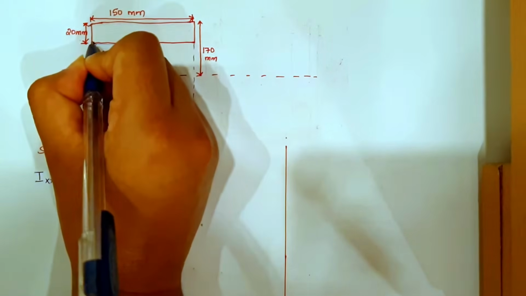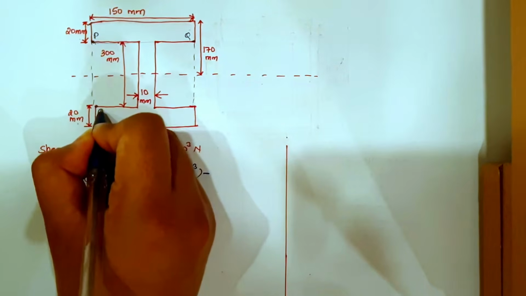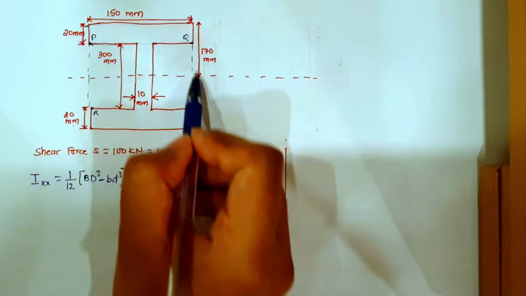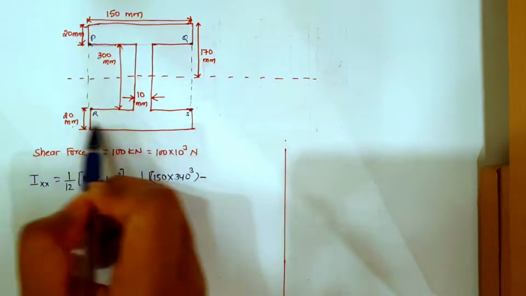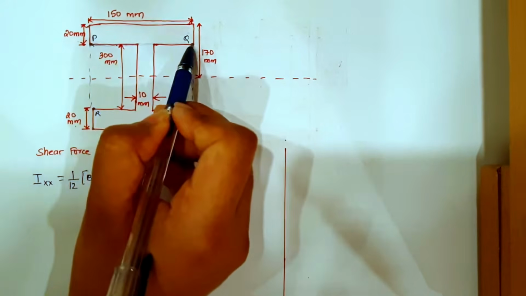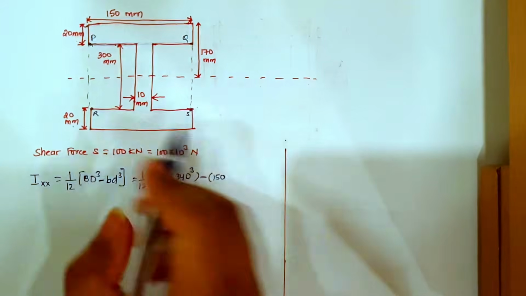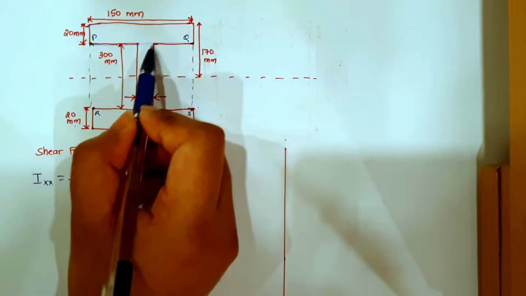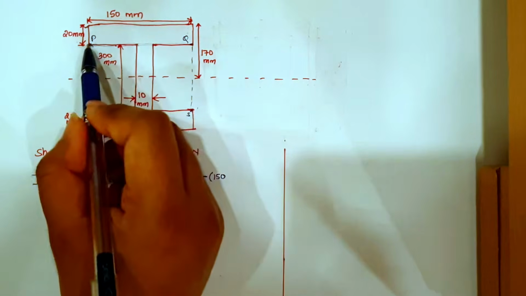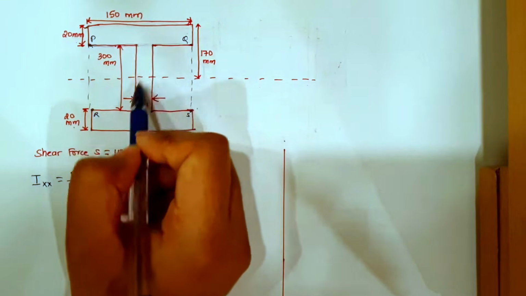Let me name these points P, Q, R, S. So when I join these points completely, it will be an inner rectangle, right? So what is B of the inner rectangle? B is from here to here, 150, but in the middle there is the web portion, right? This is solid, so only if we remove it will this rectangle be formed. So we need to take this web portion out.